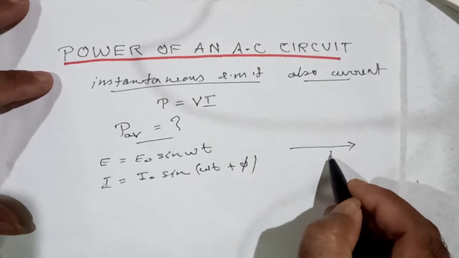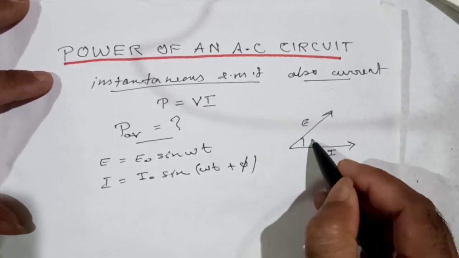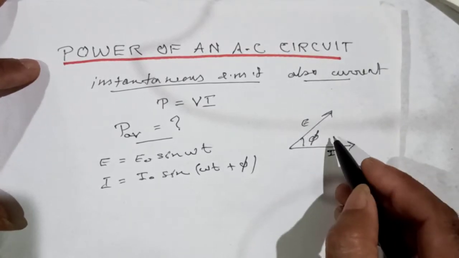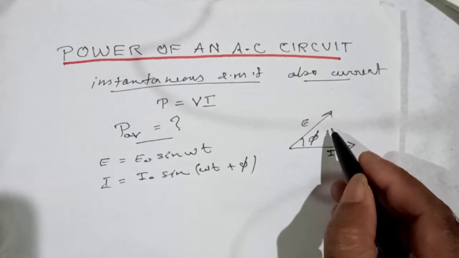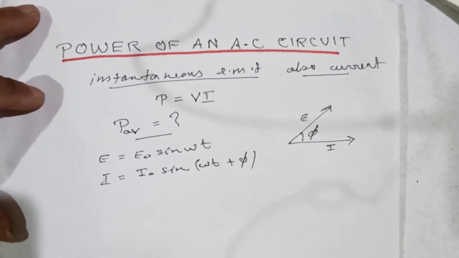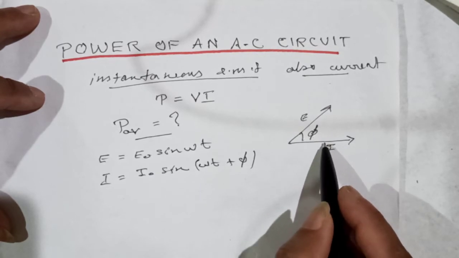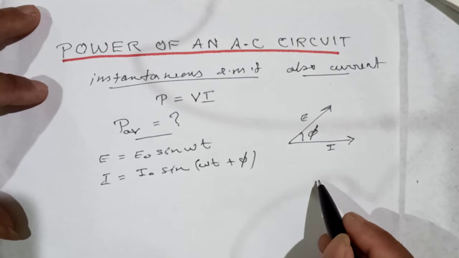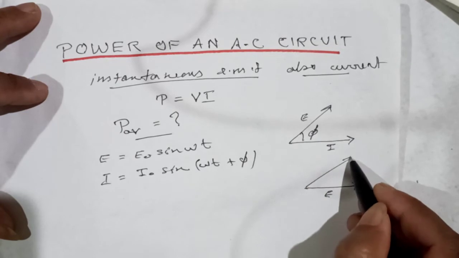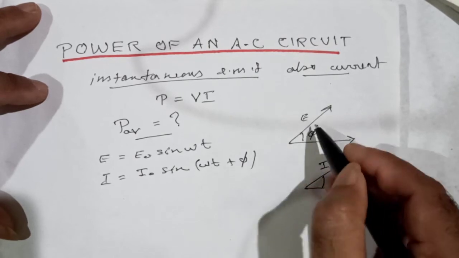Suppose this is the current and this is the EMF, and the angle between them is phi. It can be 30 degrees, 60 degrees, 10 degrees, 90 degrees, or even 180 degrees. This is the phase angle by which the current leads the EMF. If this is the EMF and the current leads, then the current is like this. Here the current leads the EMF, or the EMF leads the current.